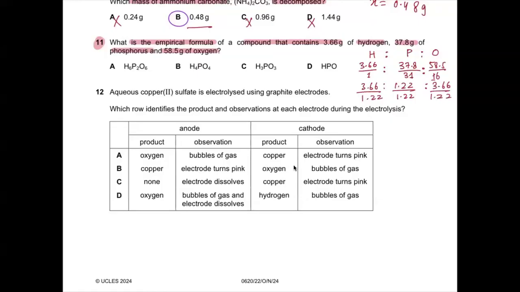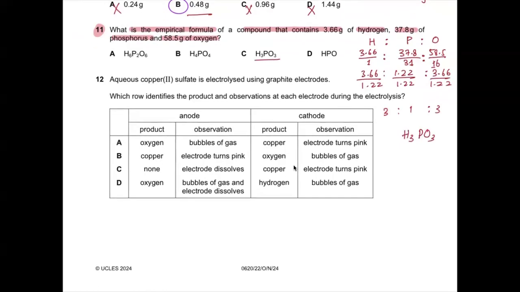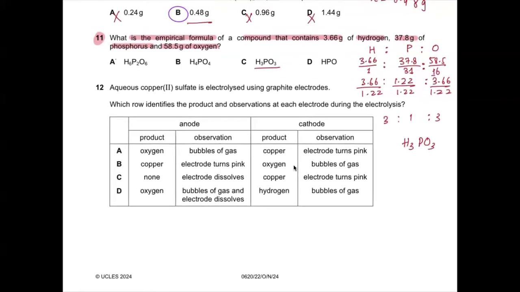So when you divide all the values by that 1.22, what will you get? 3, 1, 3, which means H3PO3, and that is C. So A, B, and D are wrong, and C is the correct answer. I hope it's clear to all of you.